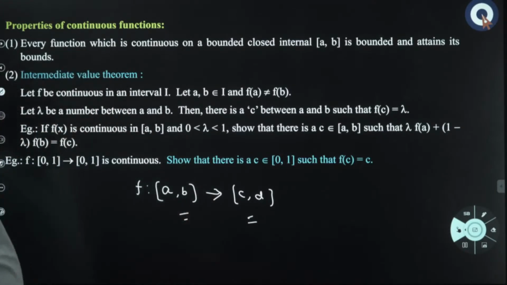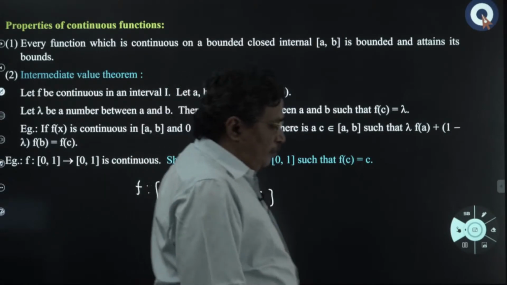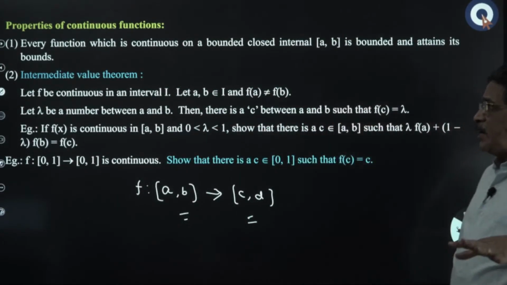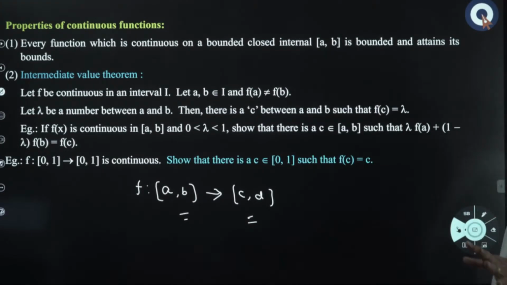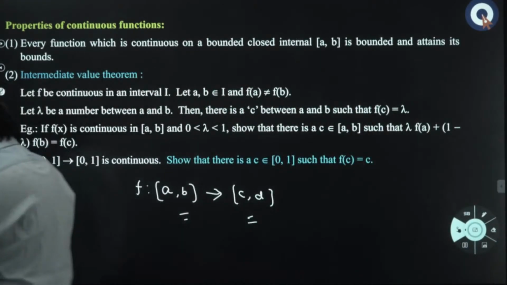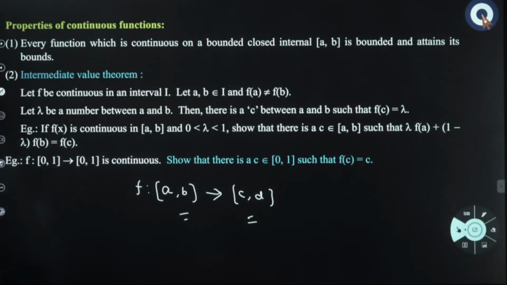And then the second one is the intermediate value theorem. Let f be continuous in an interval I, such that a, b belong to I and f(a) is not equal to f(b). Let lambda be a number between f(a) and f(b), then there is a c between a and b such that f(c) is equal to lambda.